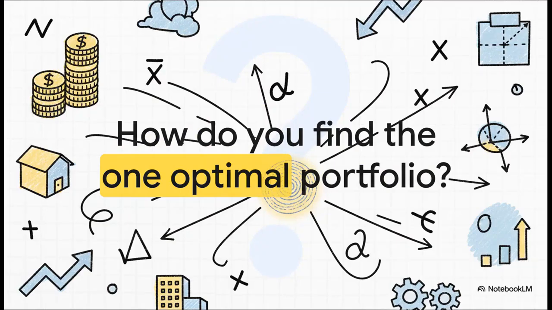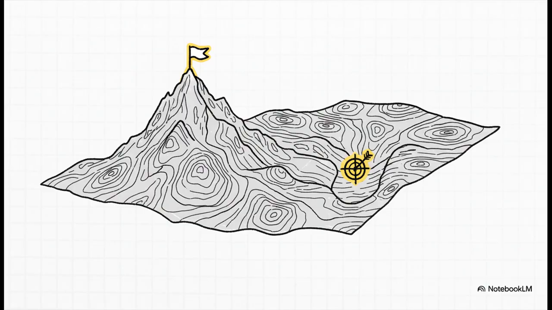I mean, think about it. You've got thousands of stocks, bonds, commodities, and an infinite number of ways to combine them. So how in the world do you find that single best portfolio? It honestly sounds like an impossible task, but this is exactly the kind of problem that multivariate calculus was born to solve. To get our heads around this, let's use a little analogy.